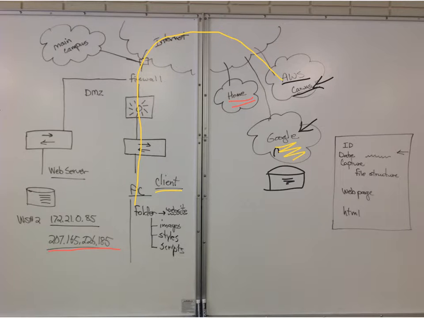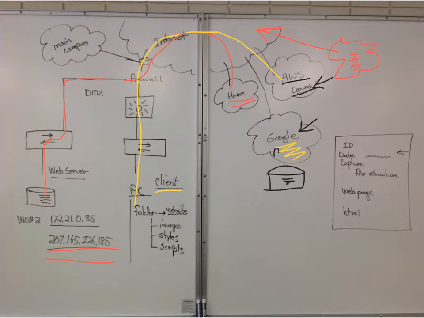We also talked about if we want to come and we're at home, if we use this public address, we should be able to come in here through the DMZ and get to our website. Plus other people should be able to get to our website if they have access to the internet from wherever they are. Maybe they're at Cabin Coffee down the street.